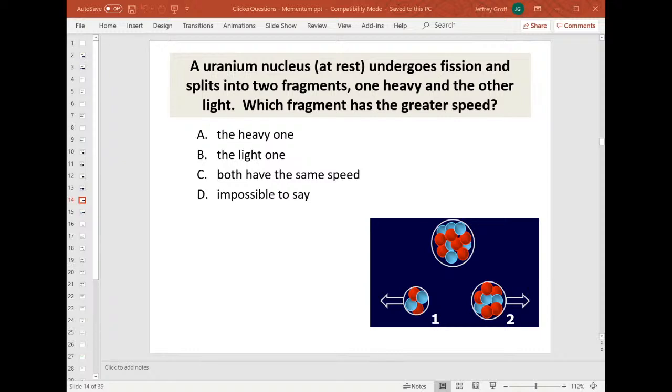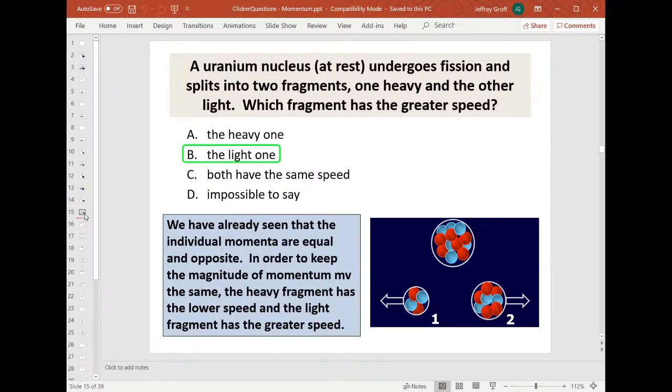All right, so you guys, good. 71% of you picked the right answer, which is B, the light one. The light one must have higher speed. It has less mass, so if they both have the same momentum, if you have less mass, you must have more speed to compensate.